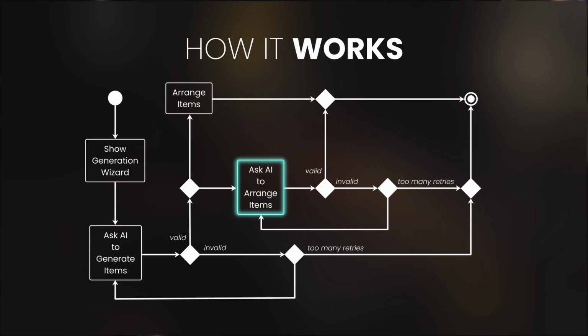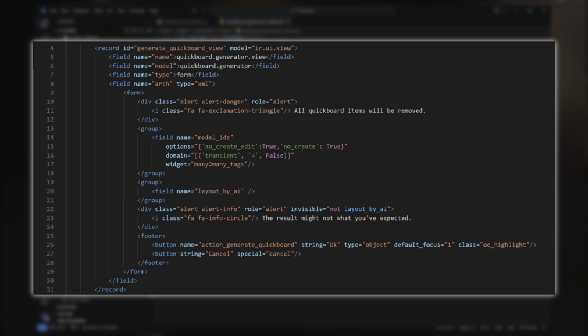If the user opts not to use AI for the item arrangement, we put the basic items on the first rows and arrange the rest of the items after these rows. Now, let's jump into the code.